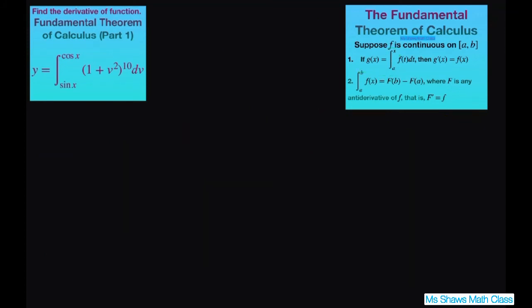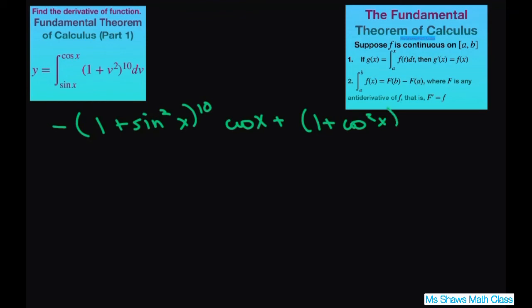So now we're going to have negative 1 plus sine squared of x, I just moved the squared over to the 10th power, the derivative of sine was cosine. And then we had plus 1 plus cosine squared of x to the 10th power, and the derivative of cosine was negative sine. So I'm going to put sine of x here and change this to the negative. So pull the negative out front. And once you have that, you're done.